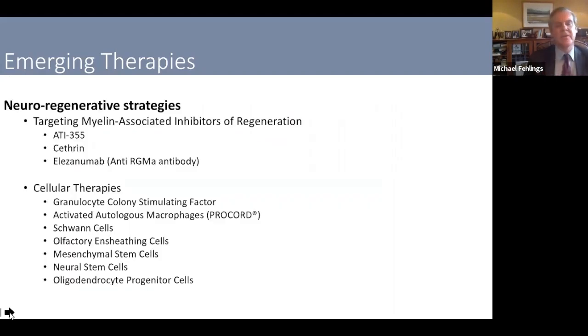There are also other emerging therapies, including neuroregenerative strategies, and a number of these are targeting myelin-associated inhibitors of regeneration, and in addition, there are a number of cellular therapies which are under investigation. And most prominently, I'll just talk about Schwann cells from the patient themselves, as well as neural stem cells, which increasingly are being investigated from an induced pluripotent stem cell source.